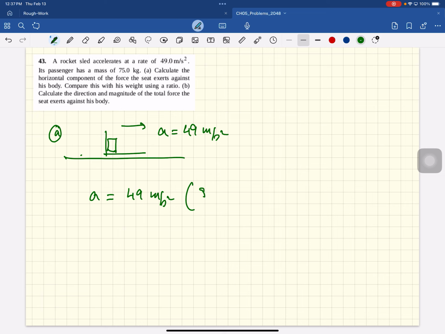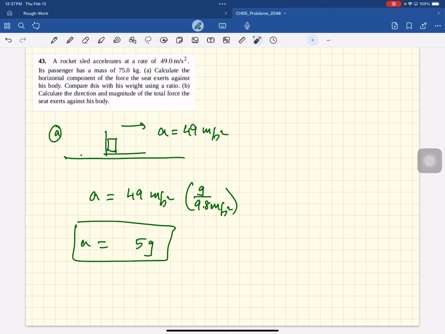And we'll write it in terms of g's. So 49 divided by 9.8 is 5 g. So here's a rocket sled giving you 5 g acceleration. Not everybody gets to ride this thing. So what does the problem ask? Calculate the horizontal component of the force.